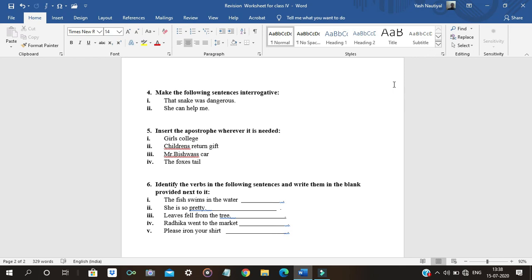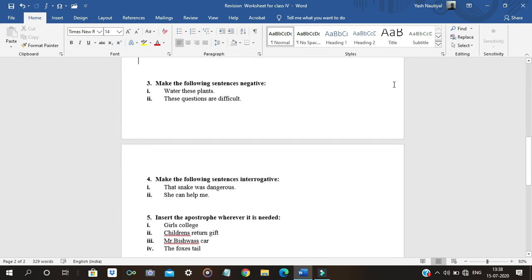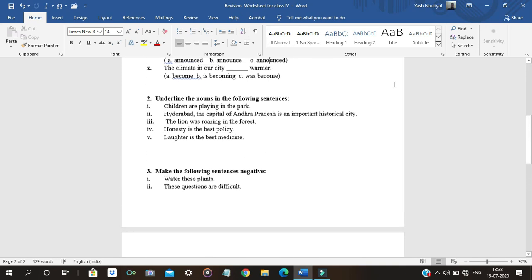And there is: identify the verbs in the following sentences and write them in the blank provided next to it. Here you have to find the verbs and write them in the blank provided next to it. So what are verbs? Verbs are all action words. I hope you will be able to do it. Whatever I have just taught you, you will be able to do. You have understood it.